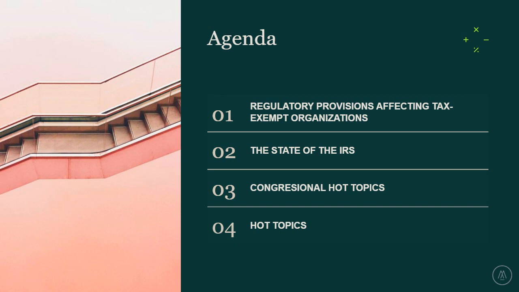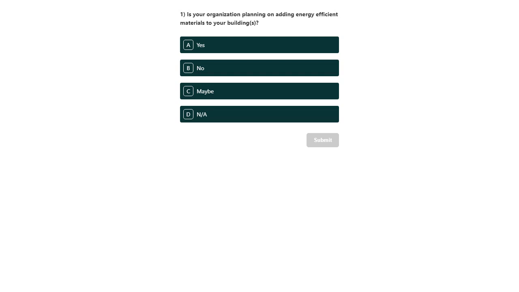Today's presentation, here's our agenda. We will cover the regulatory provisions affecting tax-exempt organizations. We will go over briefly the state of the IRS. We'll cover congressional hot topics, and hopefully we'll have time to cover some additional hot topics at the end. And with that, I will kick us off and turn it back over to Danielle for our first polling question.